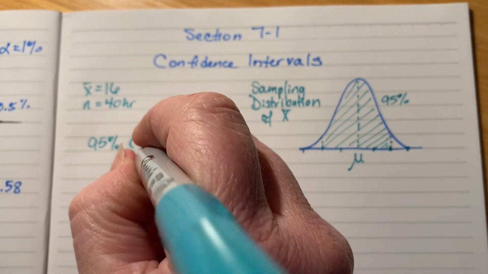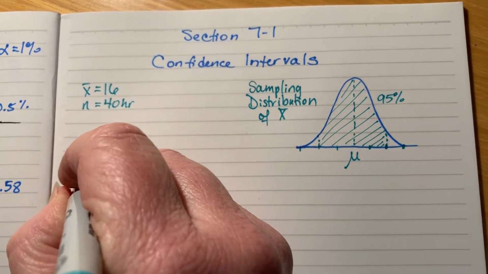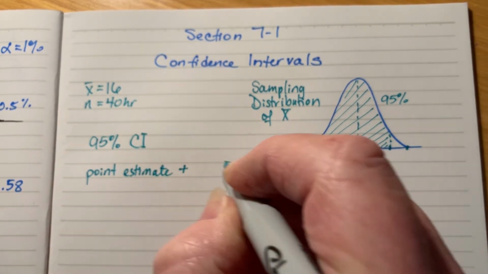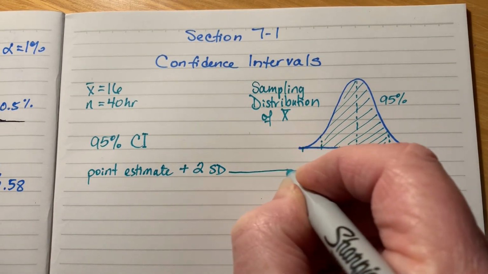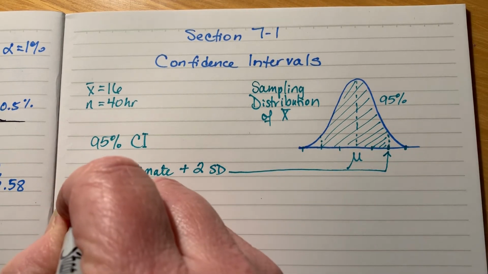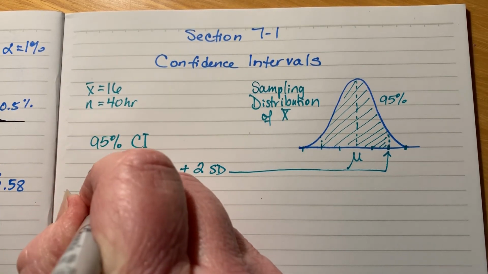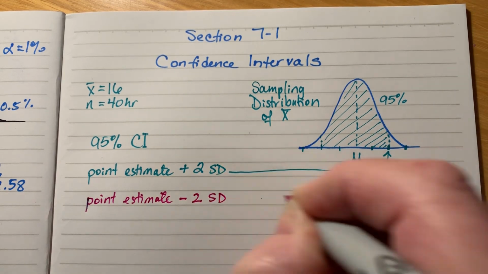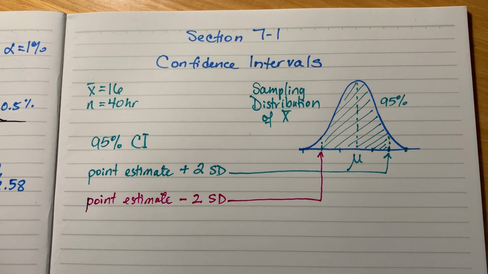The CI stands for confidence interval. How do I get it? I take my point estimate, whatever that is, and I'm going to add 2 standard deviations one time and get the upper limit. This is this guy over here. And I'm going to take another time, let's do this in a different color, my point estimate and subtract 2 standard deviations, and I'm going to get the bottom boundary of my confidence interval. And this is how we're going to get our confidence interval.